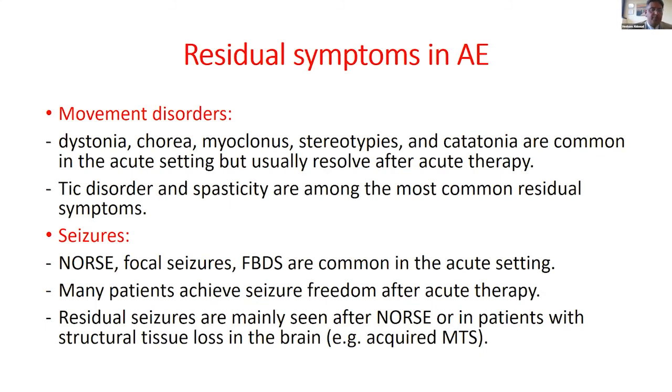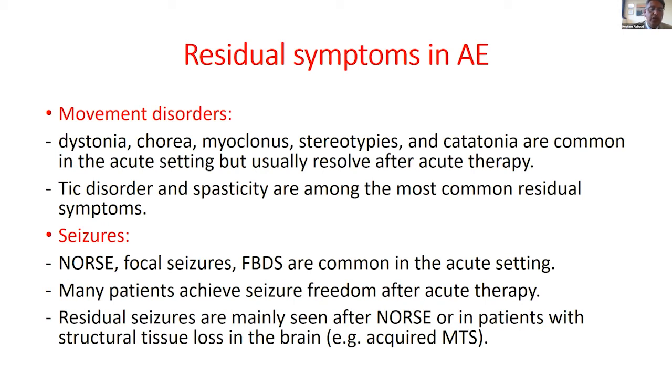Seizures, as mentioned, most of the focal seizures that happen in the setting of autoimmune encephalitis are responsive to immunosuppressive therapy, and you might be able to actually wean those patients off seizure medications as long as they have been seizure-free for a good period of time. Their MRI is normal, their EEG is normal, then you feel more confident in weaning those patients off seizure medications.